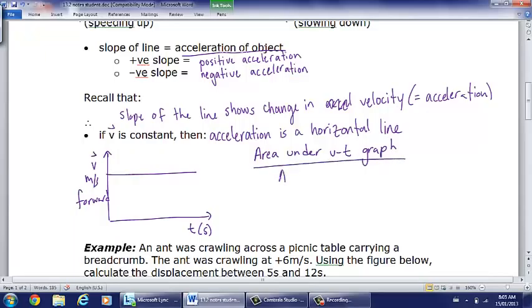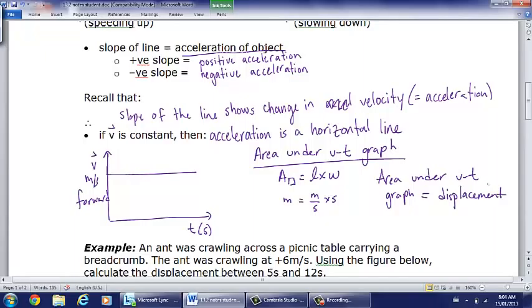You should recall that area of a rectangle or a square equals length times width. And in this case, area equals meters per second, if we have the length being our velocity, times seconds. So our area is going to be in meters. Our area is displacement. So area under velocity time graph equals displacement. So if, for example, we wanted to find how far this object could travel by this time, we would be looking at this rectangle here.